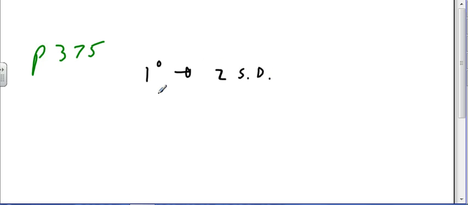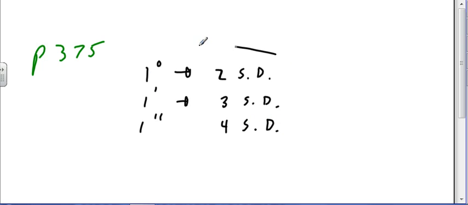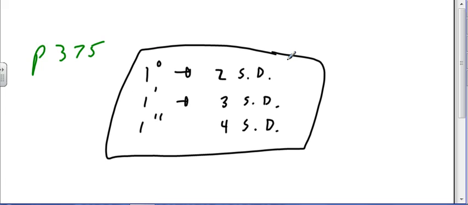We have another set of rules on page 375, and it says that if I only have 1 degree of accuracy, then the best I can do is 2 significant digits in my answer for lengths. If I'm at 1 minute, then I can have 3 significant digits. And if I'm at 1 second, then I can have 4 significant digits. So that's always good to know, that we have a rule about significant digits when we measure these angles. Okay, the triangle is always going to be in standard position.